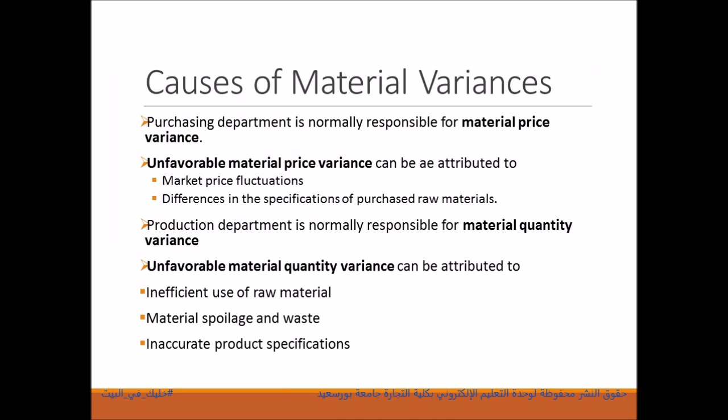Unfavorable material price variances can be attributed to market price fluctuations and differences in the specifications of purchased raw materials, and normally the purchasing department is responsible for material price variances. Unfavorable material quantity variance can be attributed to the inefficient use of raw material, the waste and spoilage, and inaccurate product specifications. And normally the production department is responsible for variances in the quantity of raw materials.